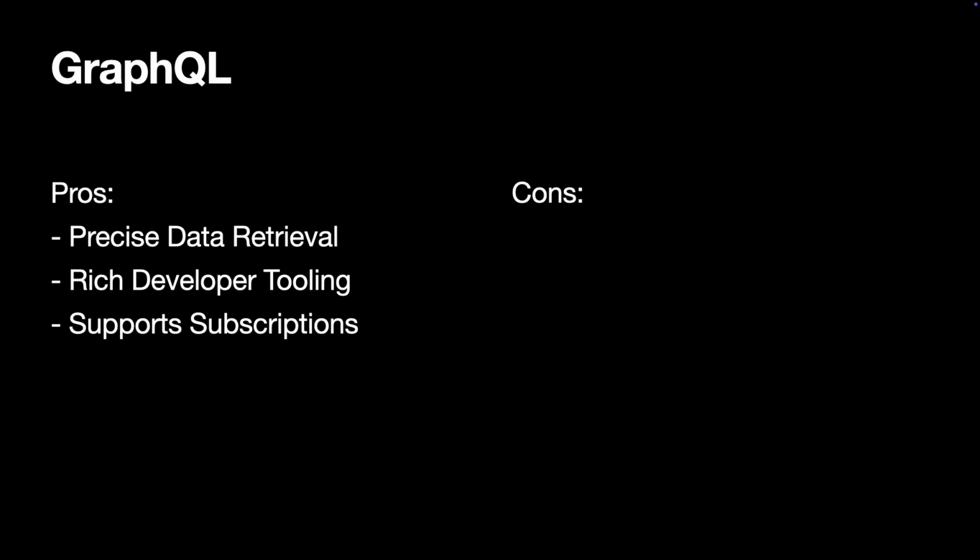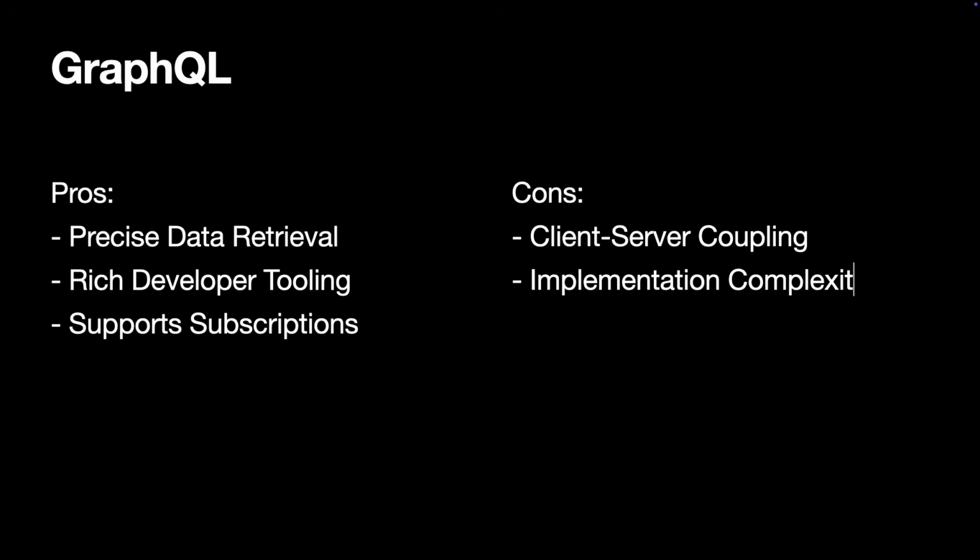Cons: client-server coupling. The client becomes more tightly coupled to the backend schema, complicating API evolution. Implementation complexity. Setting up a GraphQL server and managing resolvers is generally more involved than traditional REST. Caching challenges. Standard HTTP caching mechanisms aren't as effective, requiring custom caching solutions.